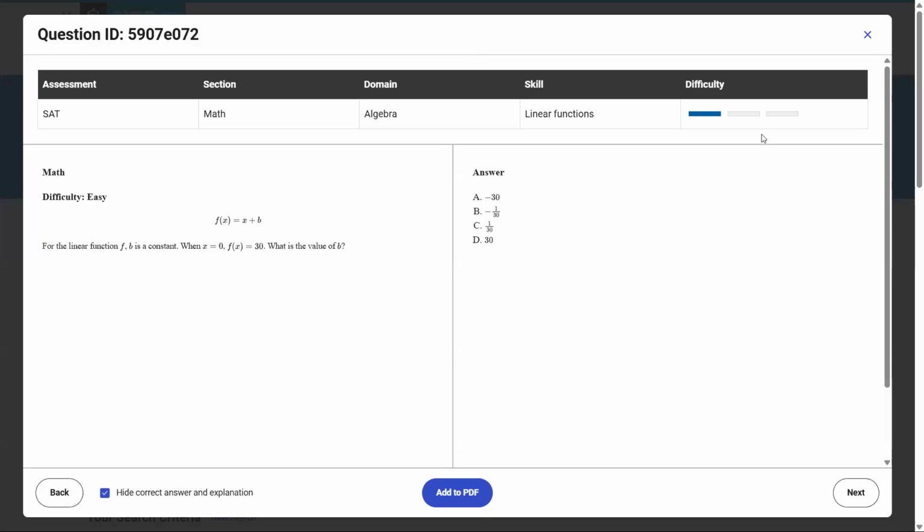Let's continue. When x equals 0, if x equals 30, what's the value of b? So when x is 0, it's 30, so b should be 30. Easy question. The answer is D.